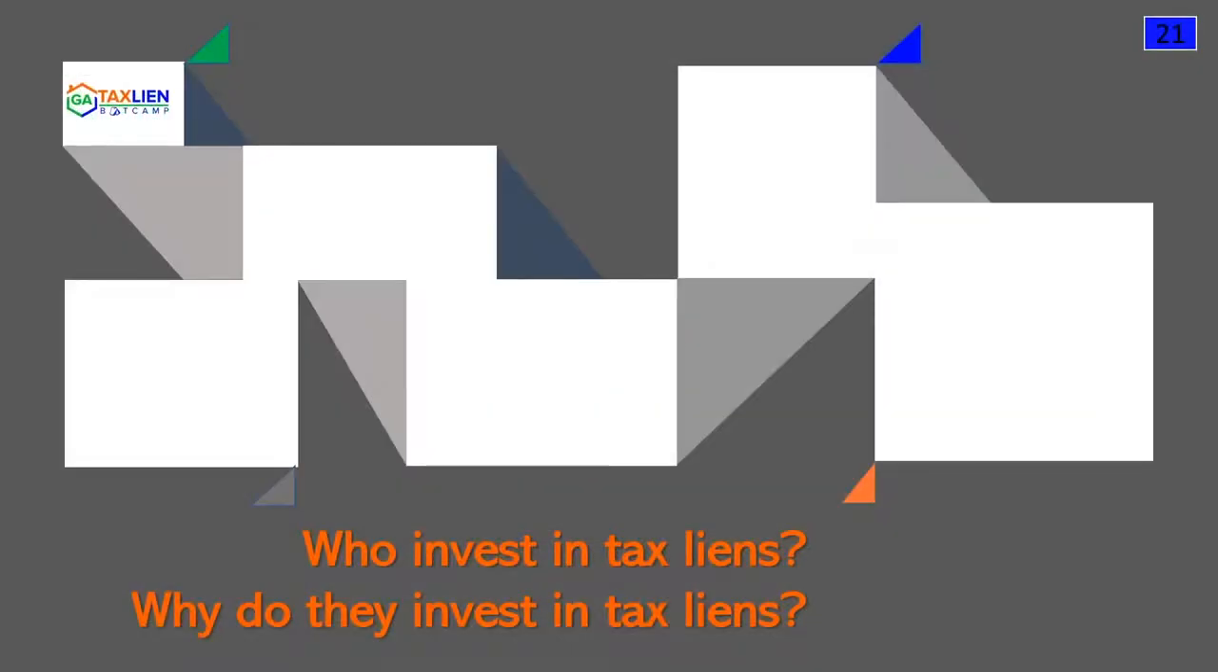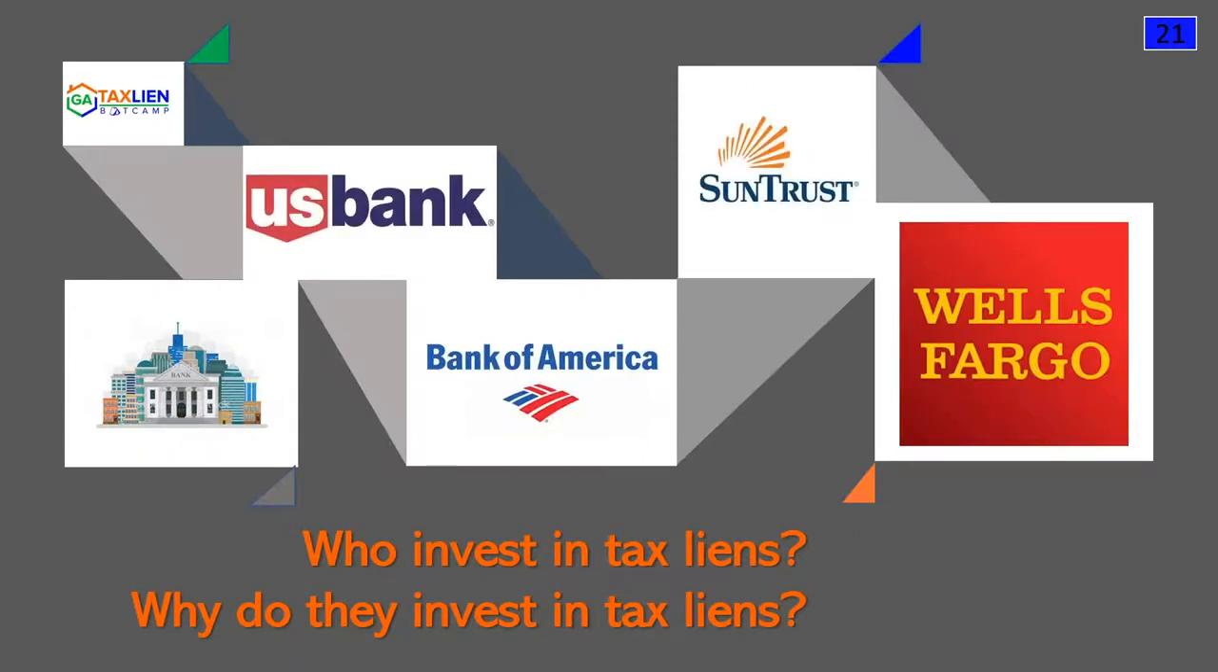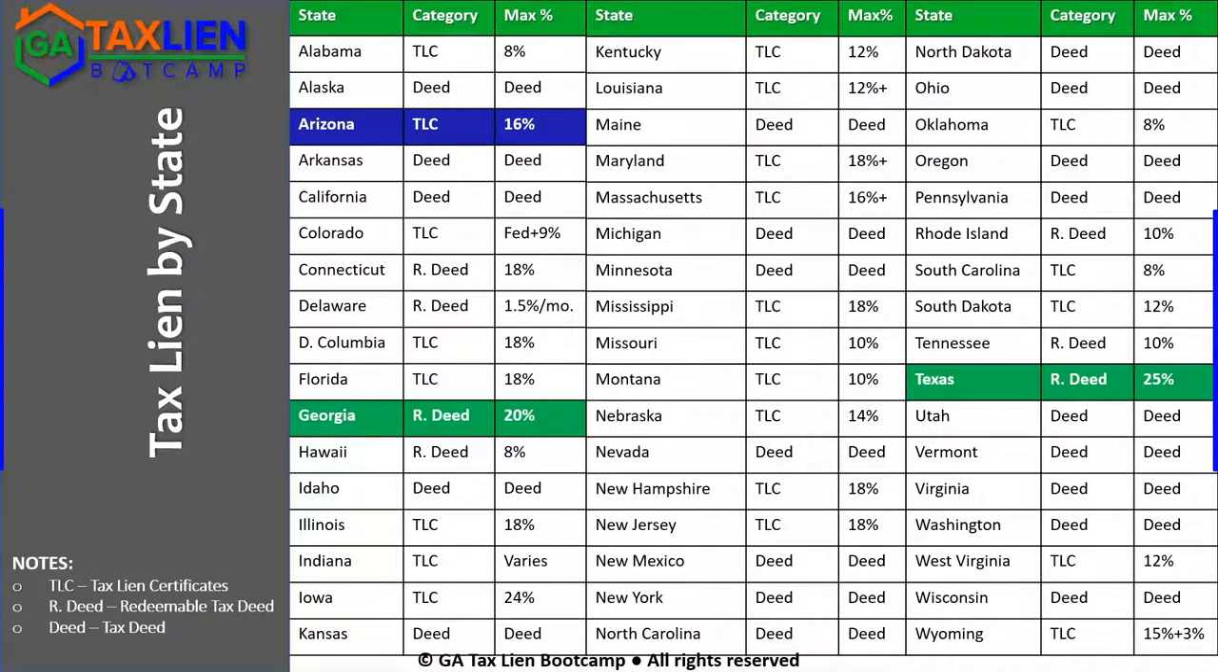So who exactly invests in this billion-dollar secret industry? Banks invest in tax liens. And not just any bank, the big boys also invest in tax liens. This is the reason why they invest in tax liens. These are the rates that you can achieve by investing in tax liens based on the state and based on how they're set up. Now, earlier I explained that Georgia is a right to redeem state. We have what we call redeemable tax deeds. That means that the homeowner can get the home back if they pay the back taxes, plus the percentage that you see on this chart.